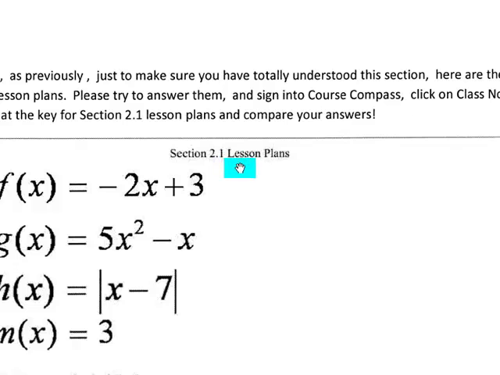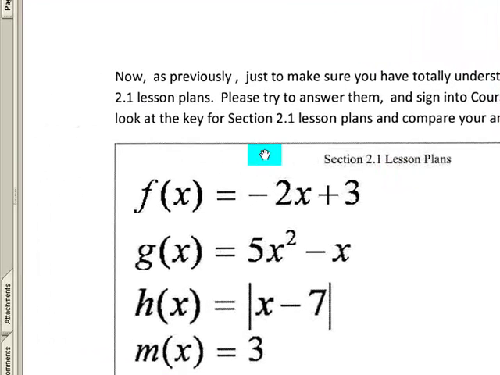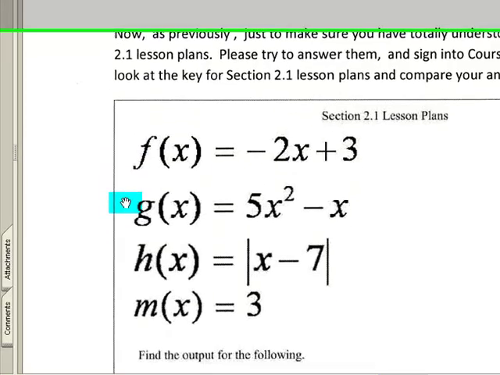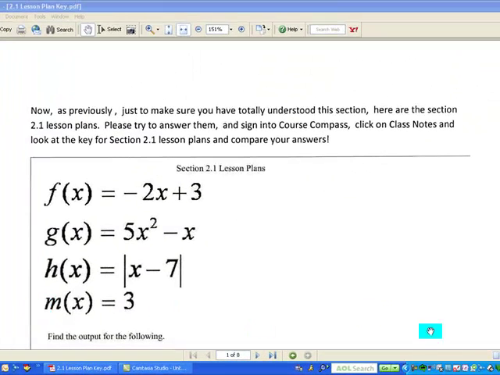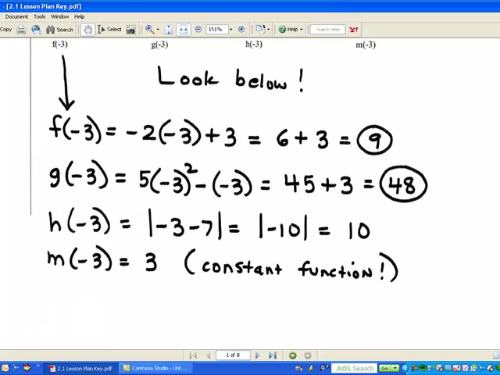We're looking at the Math 1033, Section 2.1 lesson plans. The first part of these lesson plans involves evaluating functions. f of x is equal to the opposite of 2x plus 3 is the first function. g of x equals 5x squared minus x is the next function. h of x is equal to the absolute value of x minus 7, and m of x is equal to 3. Now what you're asked to do here is to find the output for each of the following.